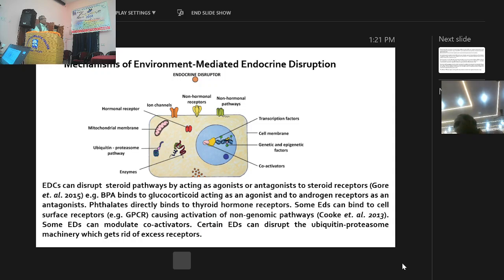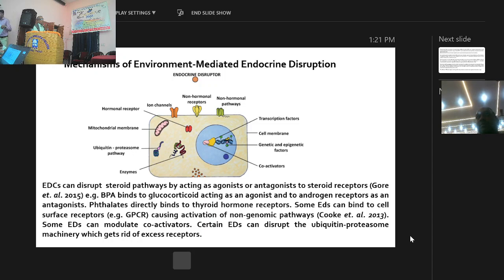Now, এইখানে একটু ion channel থাকে, non hormonal receptor আছে, non hormonal pathways আছে। এখন হয় কি এই endocrine disruptive chemicals can disrupt steroid pathways by acting as agonist or antagonist to steroid receptors. যেমন bisphenol A binds to glucocorticoid acting as an agonist and to androgen receptors as an antagonist. I have mentioned it earlier. Now, phthalates directly bind to the thyroid receptors.